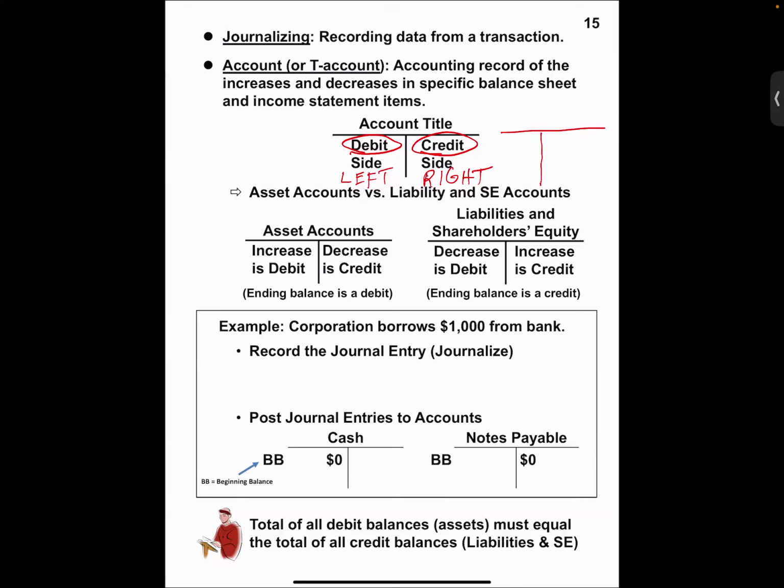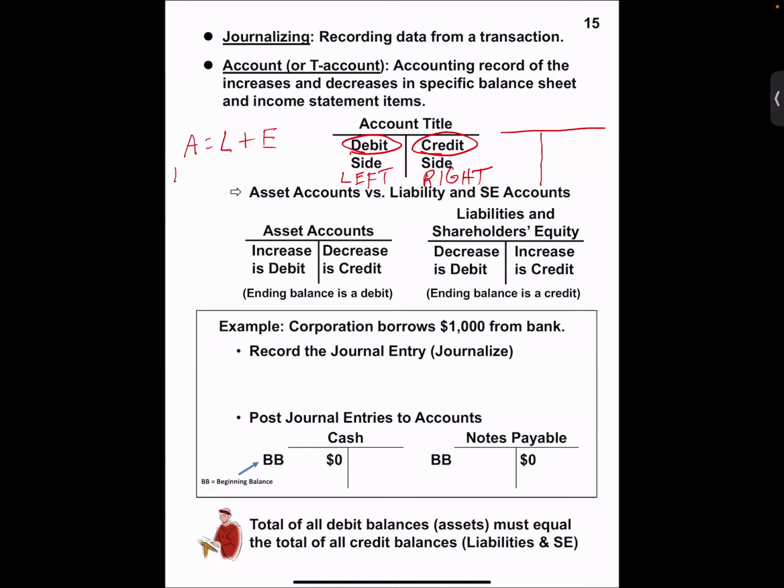Okay. Think about a balance sheet. One way to think about it is that the left-hand side of the balance sheet could be our assets, and the right-hand side would be represented by our liabilities and shareholders' equity accounts. Also think about the basic accounting equation: assets equals liabilities plus equity.